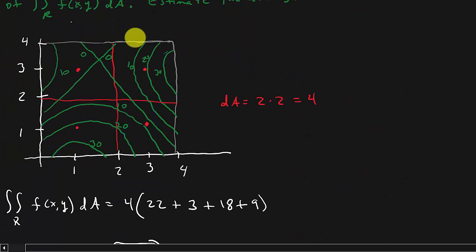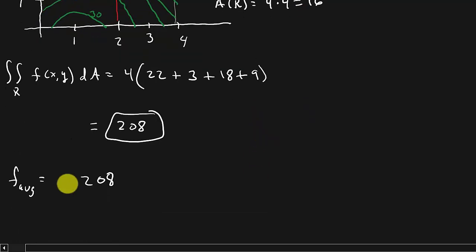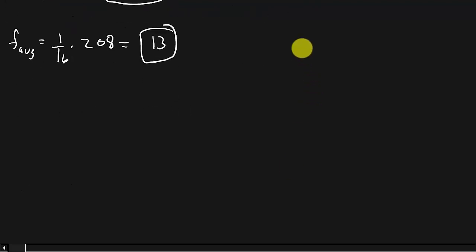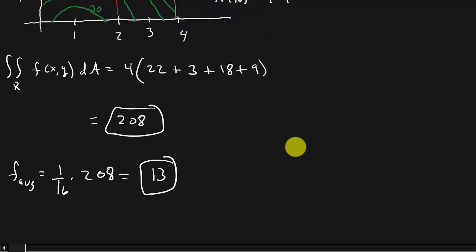All right, so what's the area of this? Well, this is 4 by 4. So A of R is 4 times 4, which is 16. So that's going to be times 1 over 16. Let's see, divide that by 16, and that is actually 13. So that would be the average value. And guess what? That's it. We're done.